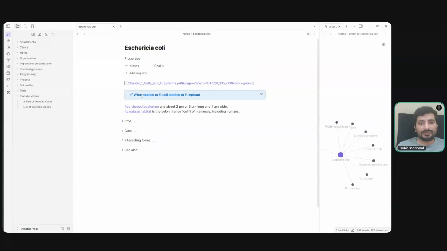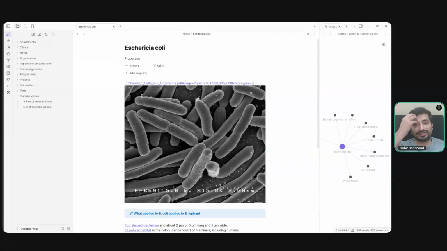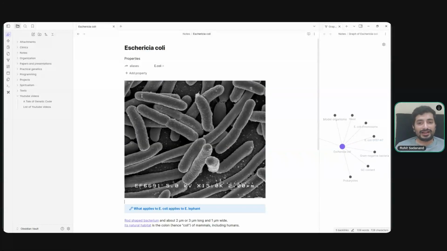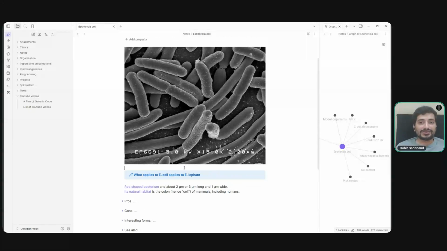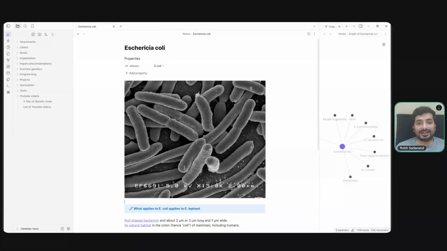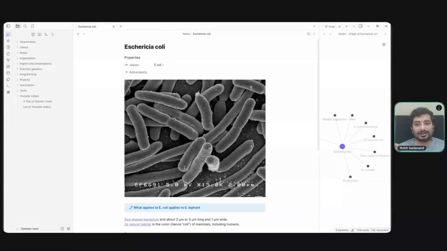So let's start with E. coli. E. coli is the prototypical bacterium that we are all aware of. And the guy who had coined the term operon had famously said that what applies to E. coli applies to an elephant as well. So that is what a model organism means. It means that the basic mechanisms of life that we are studying in these organisms are so universal that they are applicable to E. coli and the elephant all the same.